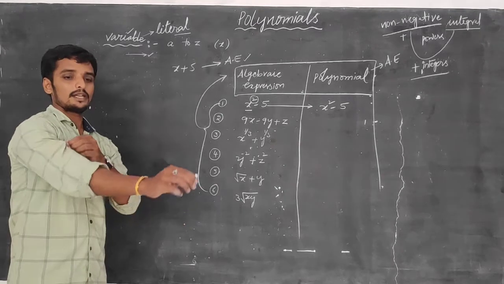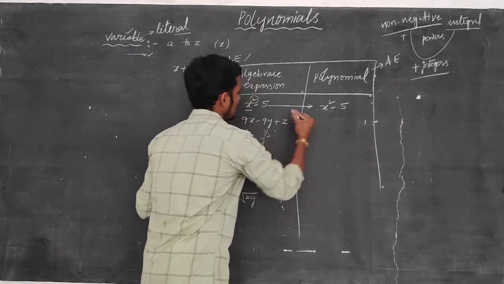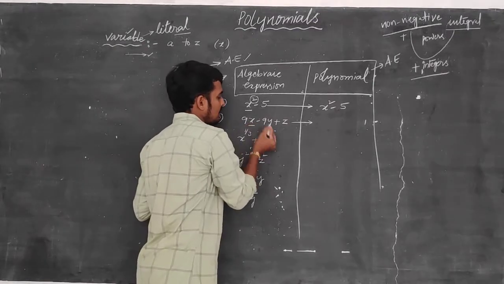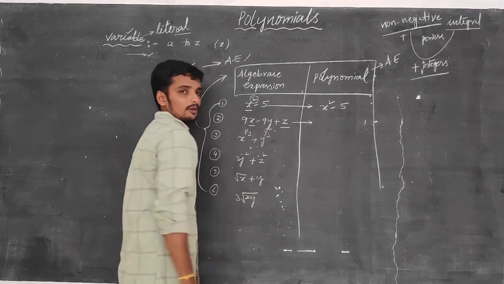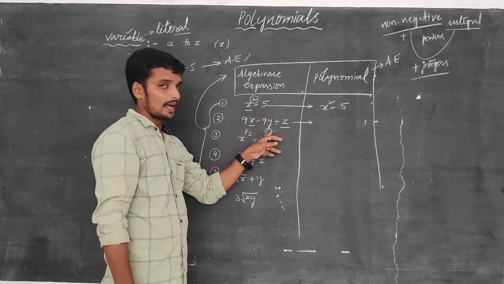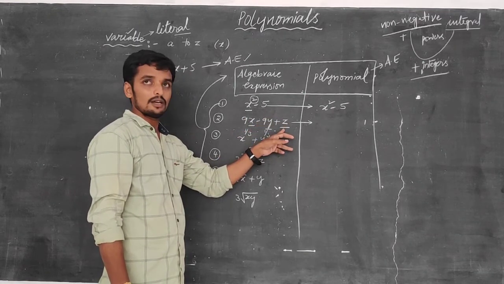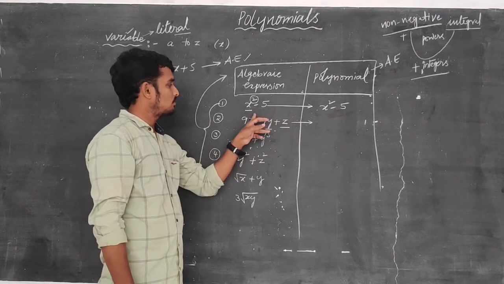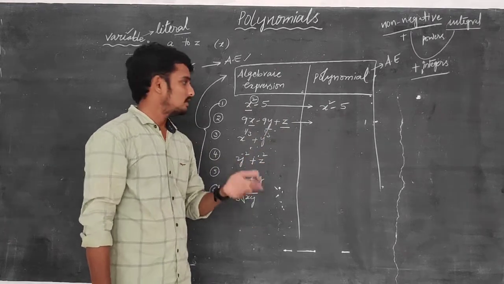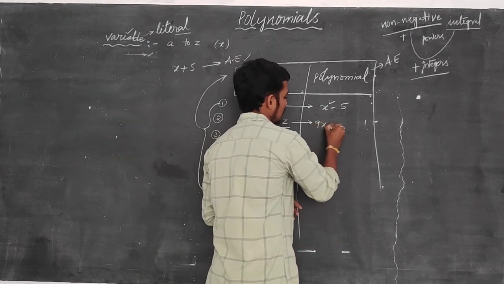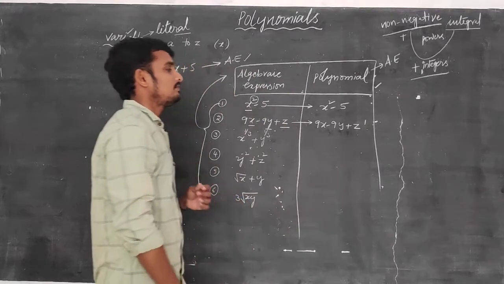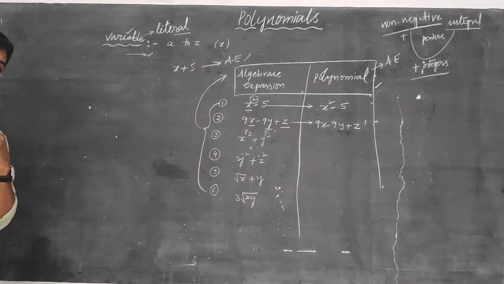The same way, coming to the second example. Here the variables are symbols, no need for numbers. Here x is a variable, y is another variable, z is the third variable. The first variable x has the power 1, the second y has the power 1, the third variable z has the power 1. So 1, 1, 1. These three are positive numbers. 1 is a positive number. That's right. 9x minus 9y plus z is also a polynomial.